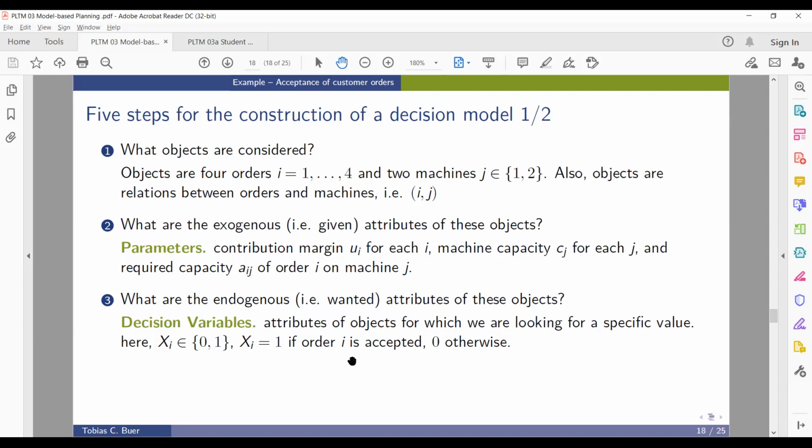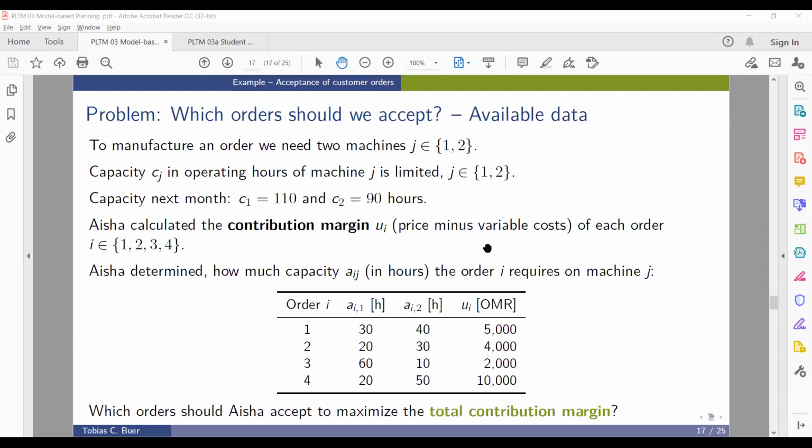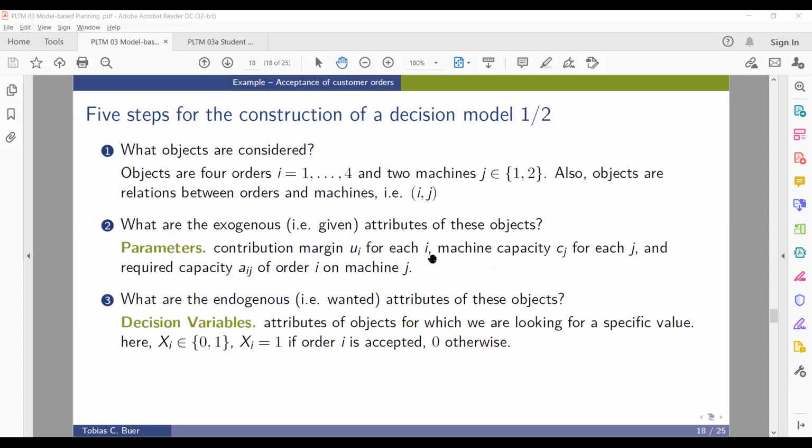Then we have some exogenous attributes of these objects. So this is everything that is given. This is on this slide. This is the given data where the problem is explained. We know this data. We can consider this data as given, and we are given here the contribution margin for each order, the capacity of each machine, and the required capacity to manufacture one order on one machine. And these given attributes are also called parameters.